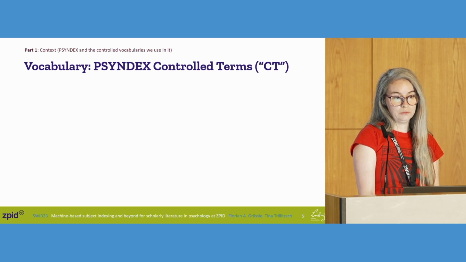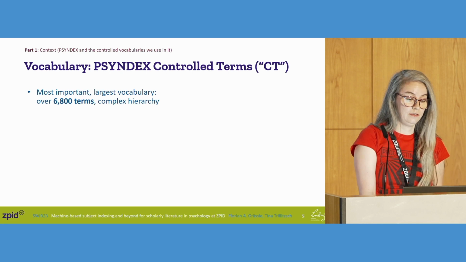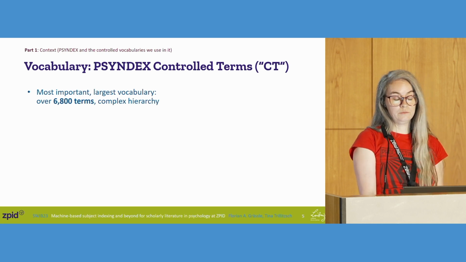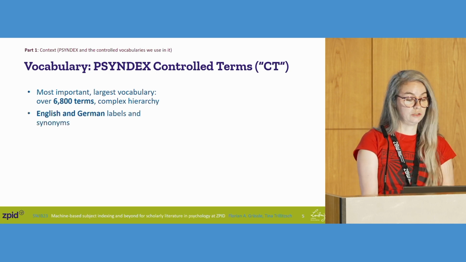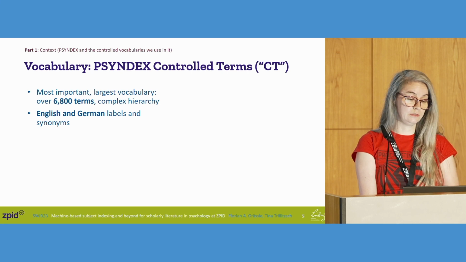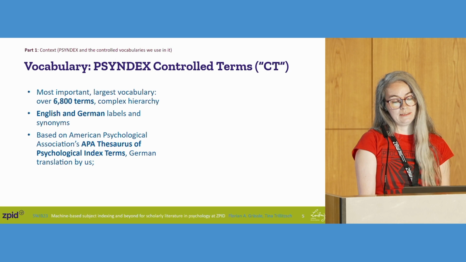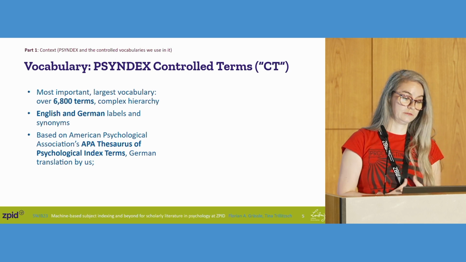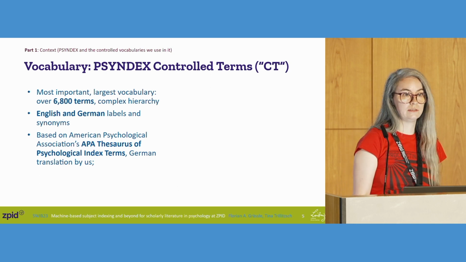So our most important vocabularies are the controlled terms, or CT. That's a pretty big one with almost 7,000 terms and a quite complex hierarchy. Labels are English and German, and we also have synonyms and hidden labels. And important to know is that it's based on the American Psychological Association's APA thesaurus of psychological index terms, and we only provide the German translations for labels.